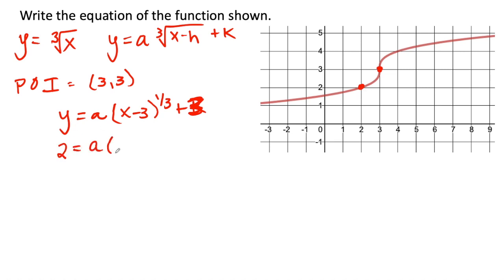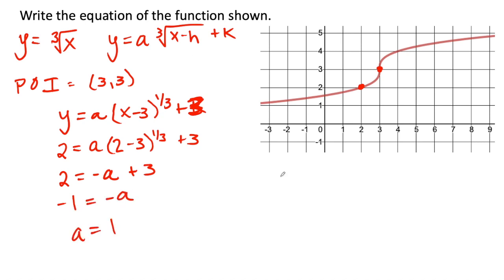2 equals a times 2 minus 3 to the 1/3 plus 3. Well, 2 minus 3 is -1, and -1 to the 1/3 is -1. So this becomes -a plus 3. -1 equals -a, and so a equals 1. And so the equation here is y equals the cube root of x minus 3, plus 3. Again, in each of these, we're finding the h and the k values. Then we're going to plug in a point from our graph to find the a value.